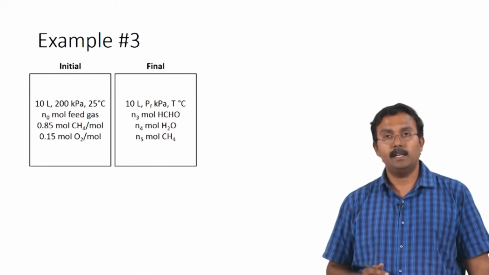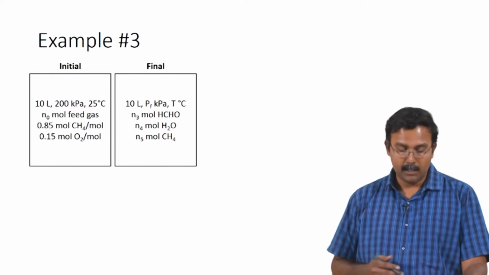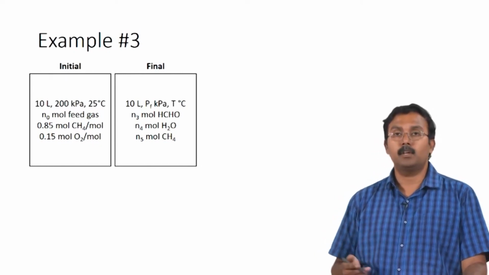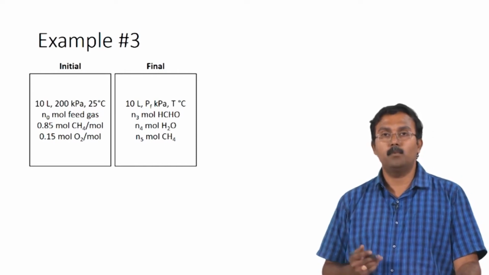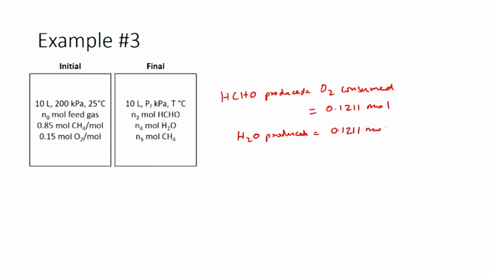We also need to identify the number of moles of formaldehyde and water which are present. Based on the stoichiometry, for every mole of oxygen consumed, 1 mole of formaldehyde and 1 mole of water is produced. So, you can calculate formaldehyde produced would be equal to oxygen consumed, and this would be 0.1211 moles. Similarly, water produced would also be equal to 0.1211 moles.